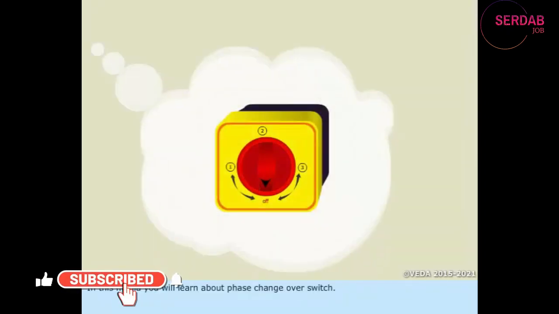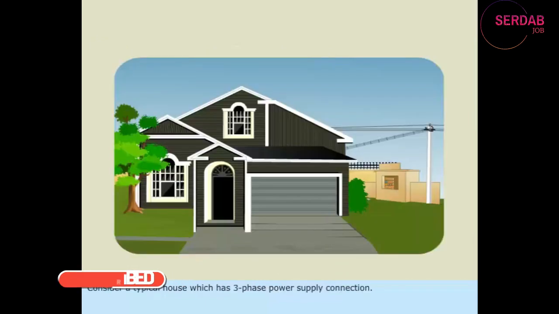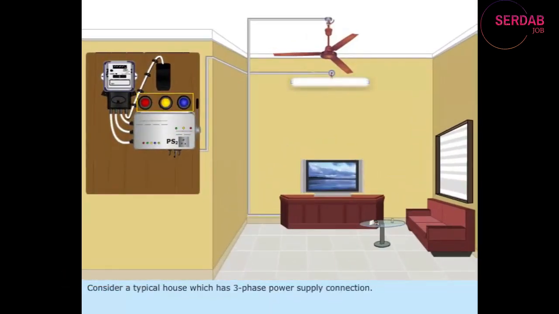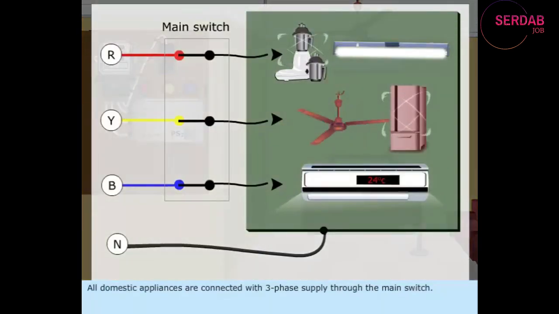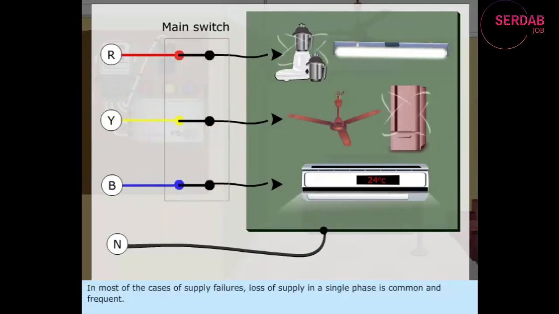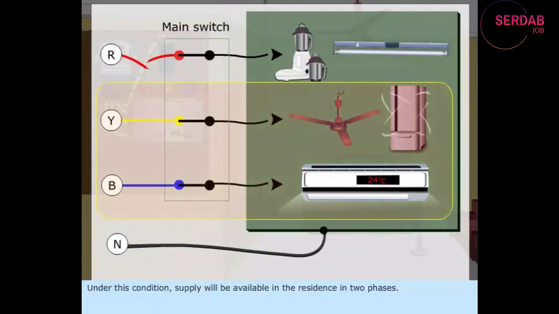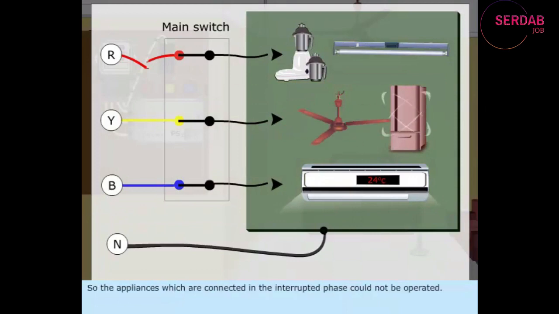In this media, you will learn about phase change over switch. Consider a typical house which has three-phase power supply connection. All domestic appliances are connected with three-phase supply through the main switch. In most of the cases of supply failures, loss of supply in a single phase is common and frequent. Under this condition, supply will be available in the residence in two phases. So, the appliances which are connected in the interrupted phase could not be operated.